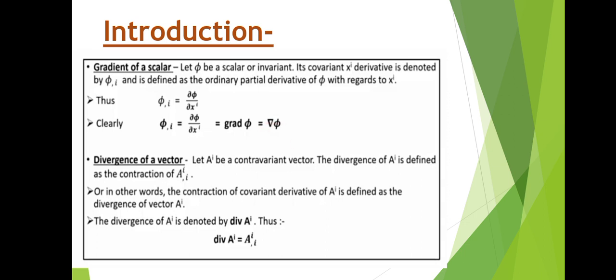Now what is divergence of a vector? Let us define what is divergence of a vector. Let AI be a contravariant vector. The divergence of AI is defined as the contraction of AI I. In other words, the contraction of a covariant derivative of AI is defined as the divergence of vector AI. The divergence of AI is denoted by divergence AI. Thus, divergence AI is equal to A I comma I.